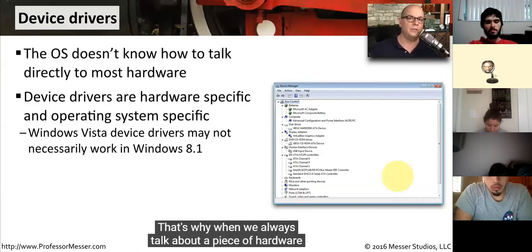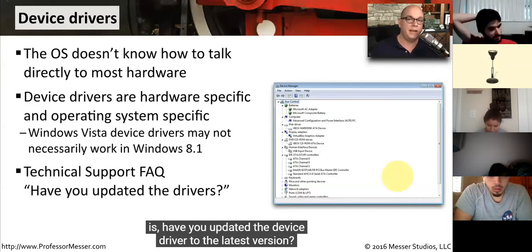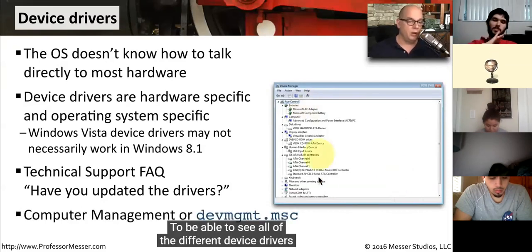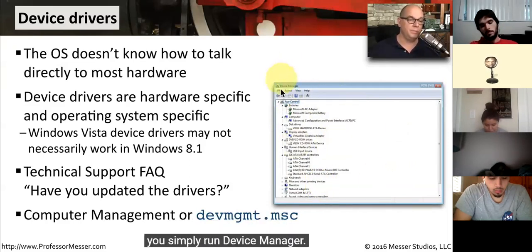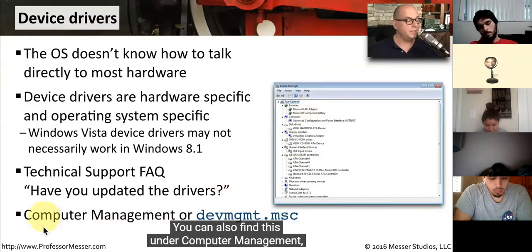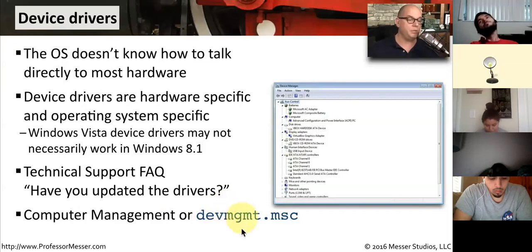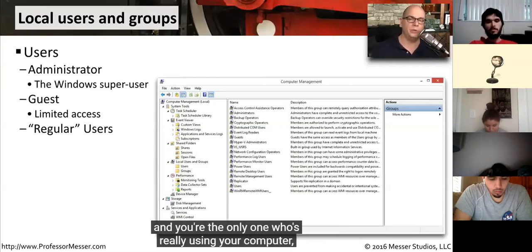That's why when we talk about a piece of hardware not working properly, one of the first things we'll ask is, have you updated the device driver to the latest version? This might solve some of the problems you're having with accessing that particular piece of hardware. To see all of the different device drivers that are currently running in Windows and their current status, you simply run Device Manager. You can also find this under Computer Management, or you can start Device Manager by running devmgmt.msc.